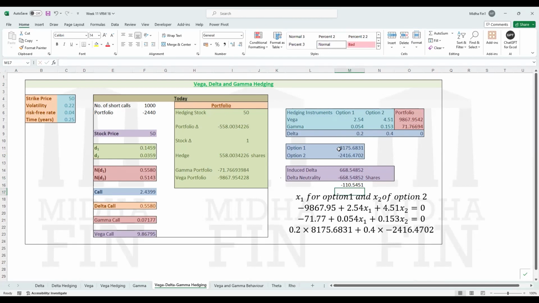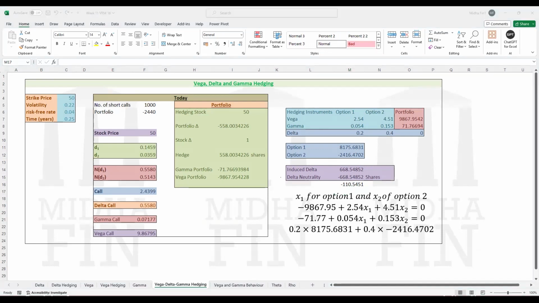Long in 8,176 units of option 1, short in 2,416 units of option 2, and short in 110.5 units, or you can say 111 units of underlying stock. You become delta vega gamma neutral. So that's the crux of this chapter, and this is the most important aspect, and that's why I took time to explain these concepts to you guys. So now let's get back to the slides. There is only a final touch that is left.